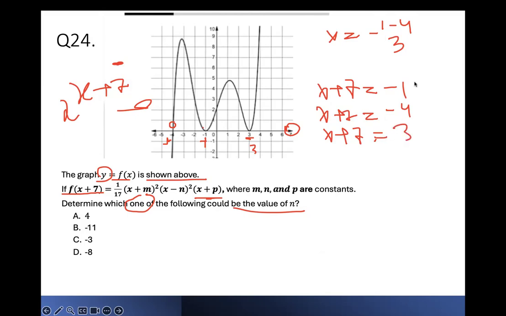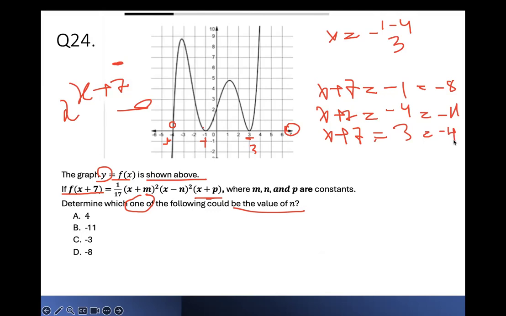Now find the value. 7 minus 1 will give you minus 8. 7 minus 4 will give you minus 11. 7 plus 3 will give you what? Minus 4.